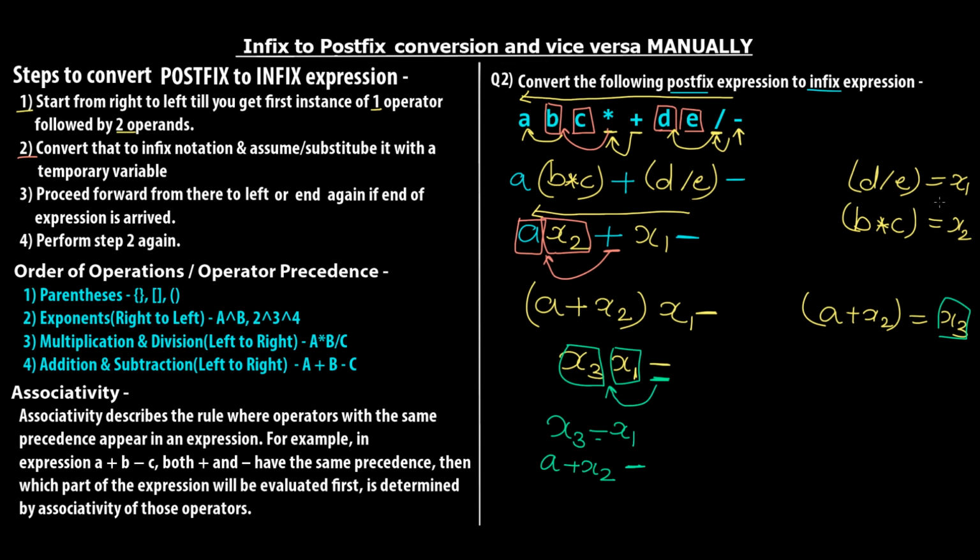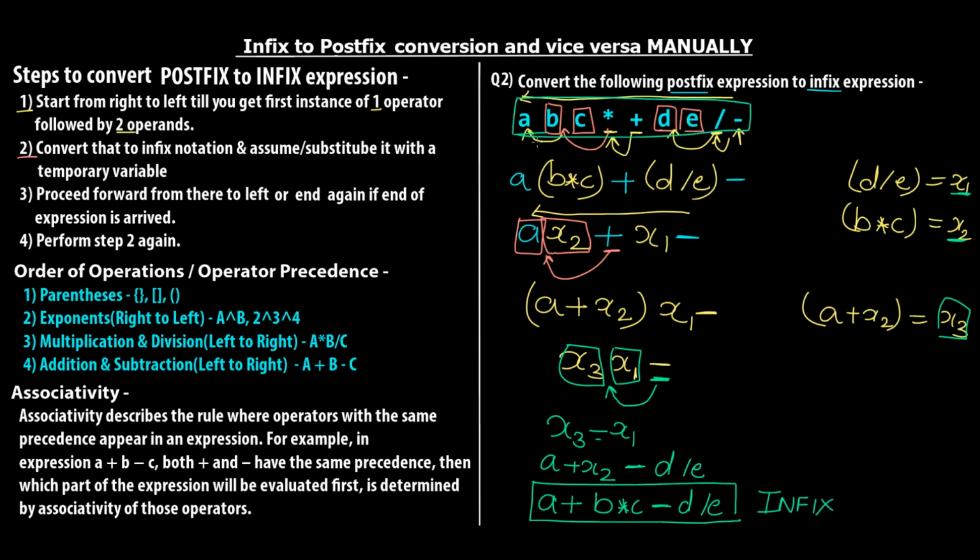And what is the value of x1? x1 is d by e. We still have to resubstitute x2's value. What is x2's value? It is b star c. So ultimately we will be left with a plus, then we have b star c, then we have minus d divided by e. And this is the final answer, which is in proper infix format from this postfix expression.